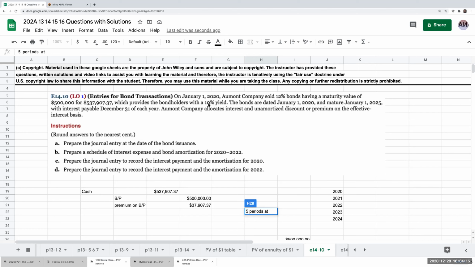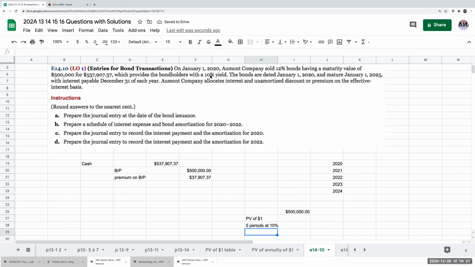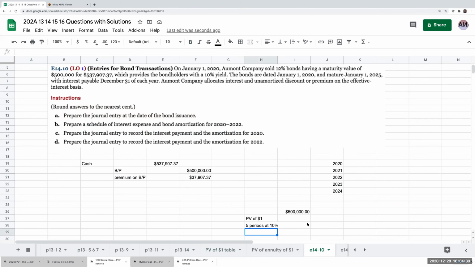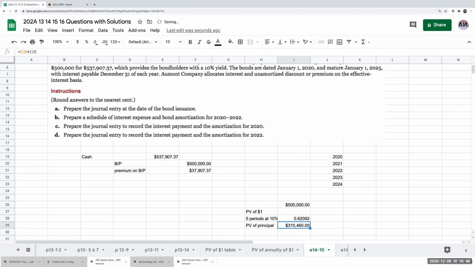So, 10%. The 10% yield refers to the effective rate, the market rate of interest, which is what we use here. So the number of periods is 5, and at 10%, this is 0.62092. So the present value of the principal is going to be 310,460. The other component of the bond is going to be the interest component.